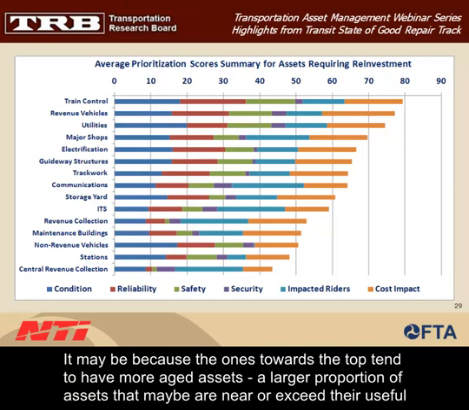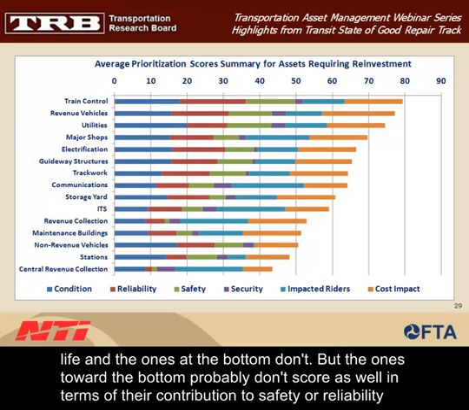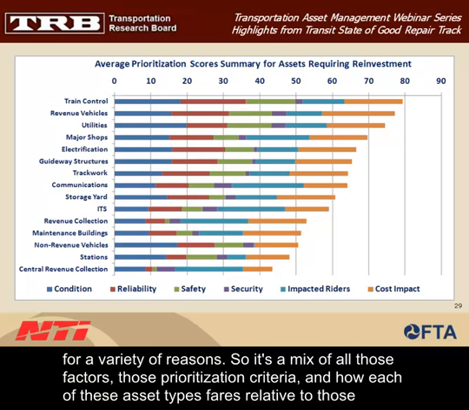It may be because the ones towards the top tend to have more aged assets, a larger proportion of assets that are near or exceed their useful life, and the ones at the bottom don't. But the ones towards the bottom probably don't score as well in terms of their contribution to safety or reliability for a variety of reasons. So it's a mix of all those factors, of prioritization criteria, and how each of these asset types fares relative to those criteria.